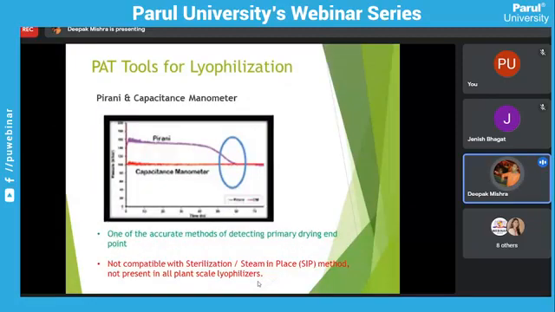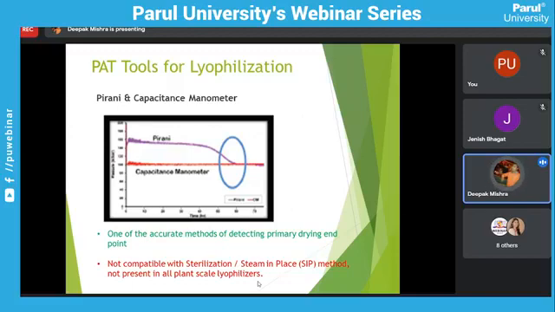This is the Pirani and capacitance manometer. There are lots of pressure gauges in the lyophilizer, but basically the Pirani and capacitance gauges are very important. The Pirani and capacitance gauges come only in highly advanced lyophilizers, like smart lyophilizers or SP Scientific. We can use this PAT tool only in those lyophilizers. It is one of the accurate methods of detecting the primary drying endpoint.